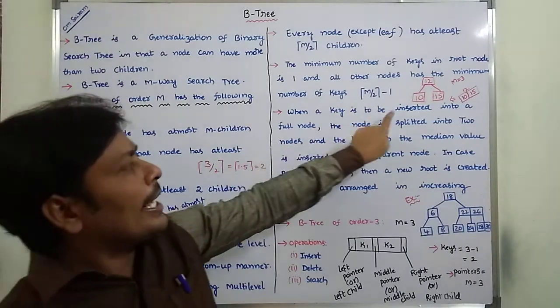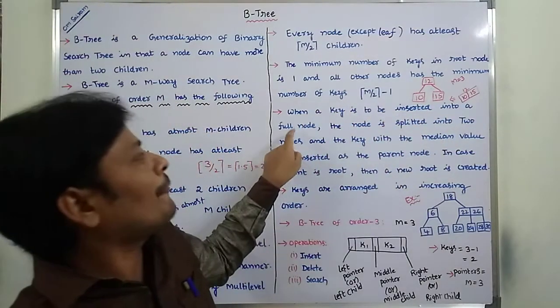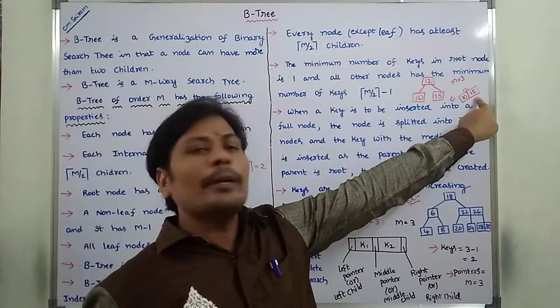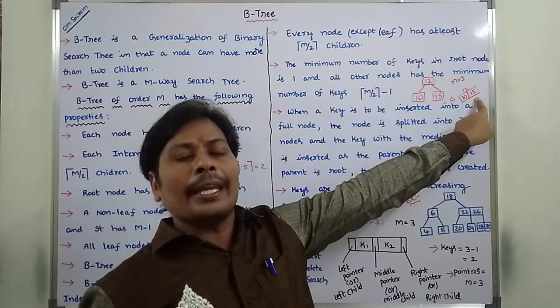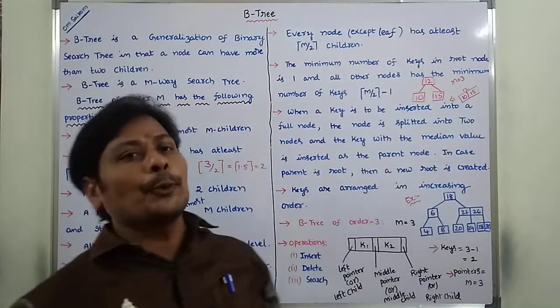So when a key is to be inserted into a full node, this is the full node because in the order of 3, each and every node contains 2 key elements.